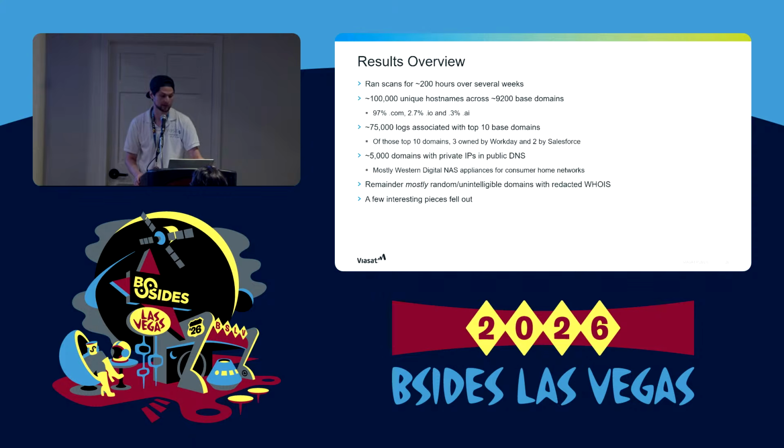Again, I'm pre-filtering only the stuff that didn't have public DNS, or didn't look like it had public DNS. There's some weirdness in here. So I didn't even keep track of how many total domains I looked at. I threw so much stuff out.